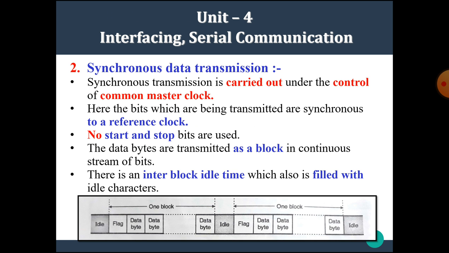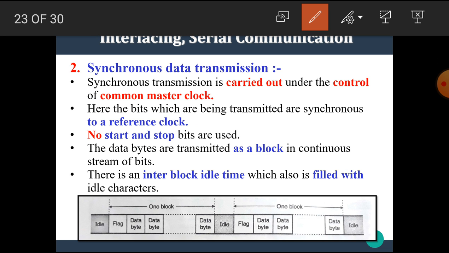Now let's see the next type of serial data transmission, known as synchronous data transmission. Synchronous transmission is carried out under the control of a common master clock. That means we require synchronization between transmitter and receiver. Both should be synchronized with each other. The bits being transmitted are synchronous to a reference clock.